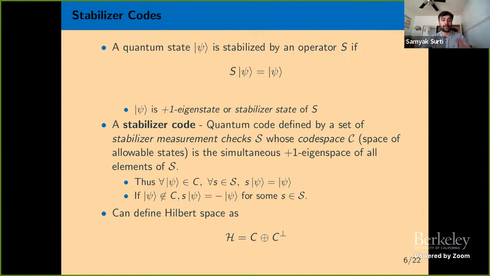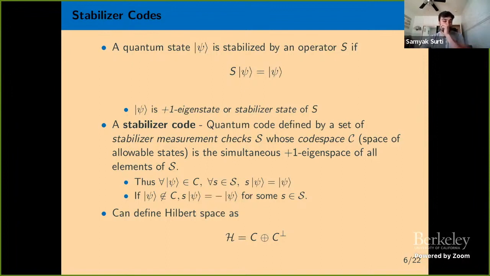So using the existence of these operator state pairs, where the operator is stabilizing the state, we can define a stabilizer code as one that has a set of stabilizer measurement checks S, and whose code space C, which is a set of all allowable and acceptable states, is a simultaneous +1 eigenspace of S. And that is, for all states phi in C, and all operators S in S, S stabilizes phi. However, if psi is not in C, then there must exist some S in S such that S applied to psi yields negative psi. Again, this is due to the fact that Pauli operators essentially are splitting the Hilbert space into eigenspaces, one corresponding to eigenvalue of +1 and another corresponding to eigenvalue of -1.